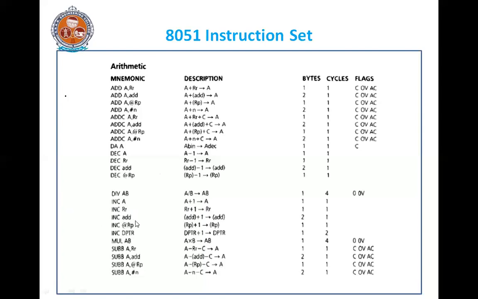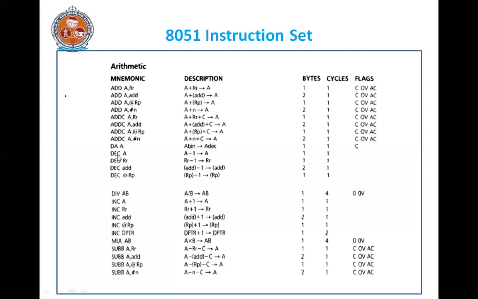Next, INC add. The contents of the add label are incremented by 1, and again stored in add. So this is the address of some Rp, that means it is some memory address. For example, if the address is 4001, then it will be incremented by 1, and again stored at the same location. So it will become 4002. So these are for increment.